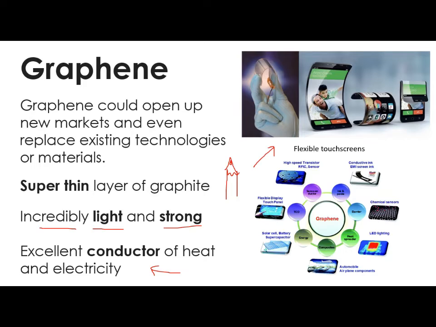But a massive advantage of it is that it's super thin. It can be super thin because it's just one literal layer of graphite molecules, meaning it's very light, very strong, and an excellent conductor of heat and electricity.